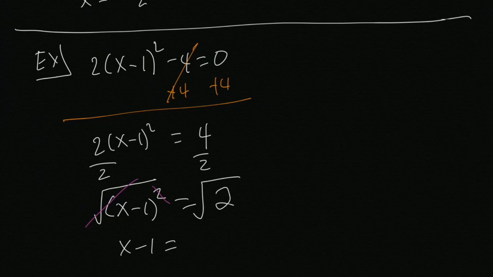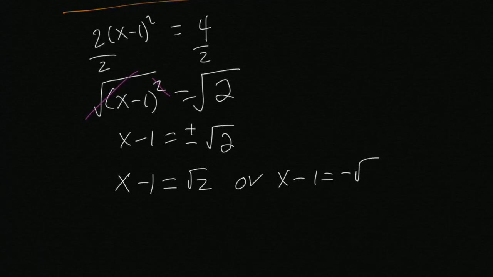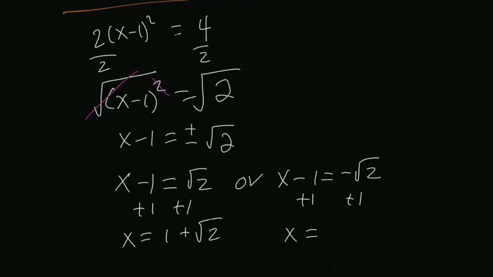x minus 1 is equal to, and since we're looking for the complete solution, we take all the answers, we have to take both the positive and the negative root of 2. And then what that leaves us with are two separate equations that we need to solve. So first we would have x minus 1 equals root 2. And then we would have x minus 1 is equal to negative root 2. In either case, we just need to add 1 to both sides. So x is equal to 1 plus root 2. And x is equal to 1 minus root 2. And those right there are our two solutions.